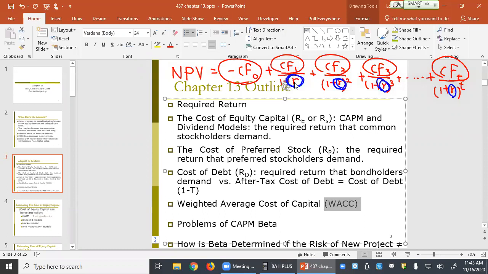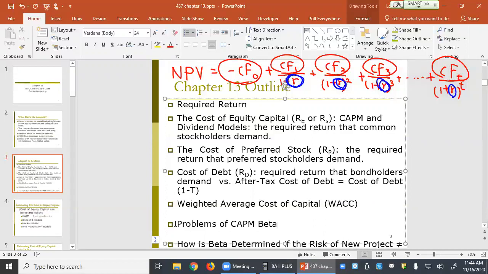So if the new project does not have the same level of risk as the company's existing operation, once you have calculated this WACC, you need to make some sort of adjustment, okay? If the project is riskier, then you need to increase the WACC. Start with the WACC and add some percentages to it. If the project turns out to be less risky, then you need to start with the WACC and subtract a few percentage points from it. Okay, so we'll talk about how to do that.